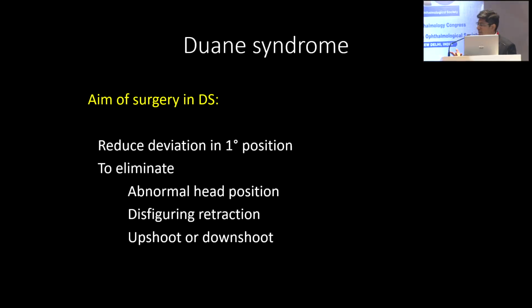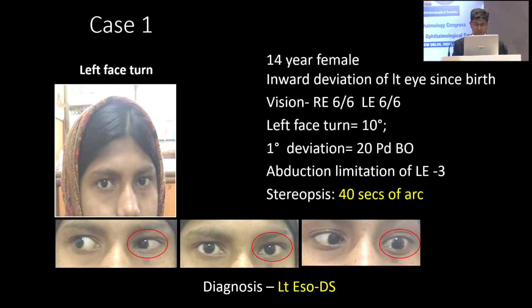This limits our ability. We are actually tackling a neurological problem by a mechanical change of muscles and trying to adjust for that. So our aims are limited. Our achievement, what we can achieve, is modest. So our aims are to reduce the deviation in primary position, to eliminate, if possible, an abnormal head posture, disfiguring retraction, or shoots. We'll just run through with some cases, and I'll try and run through all the various cases that we can see.